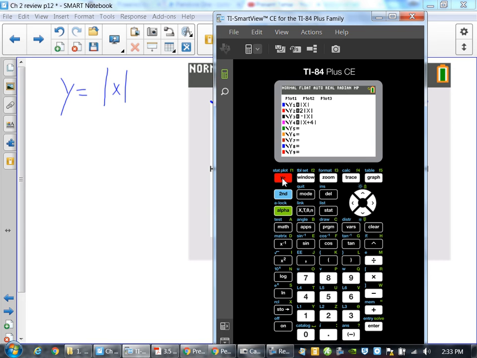My graph is super zoomed in and I don't know how to change it. Hit the window button and make your x min and x max negative 10 and positive 10. That's usually the quickest way to fix it. Okay.